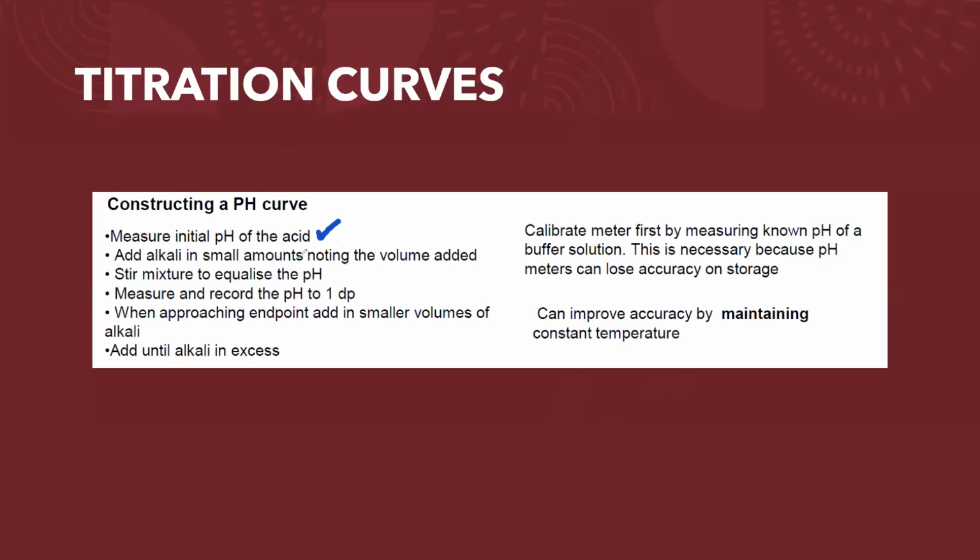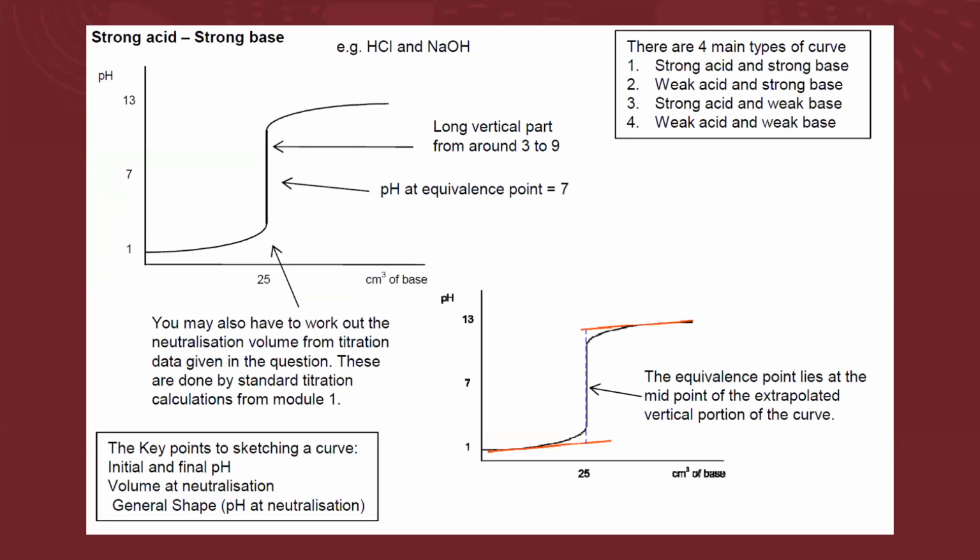Then we add a small amount of alkali, then stir, and once the acid and alkali neutralize each other, the pH will be 7. If we add too much alkali, then the solution will turn alkaline. So for example, if we are sketching a graph for a reaction between a strong acid and a strong base.